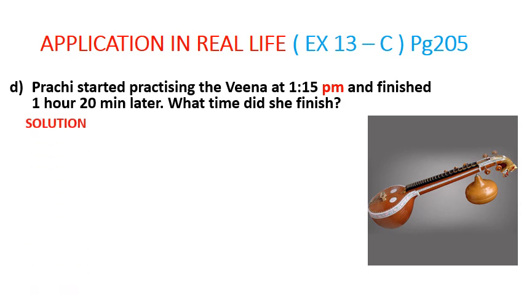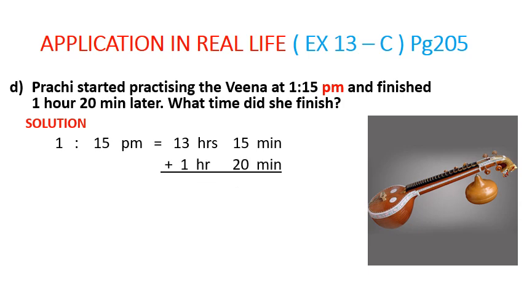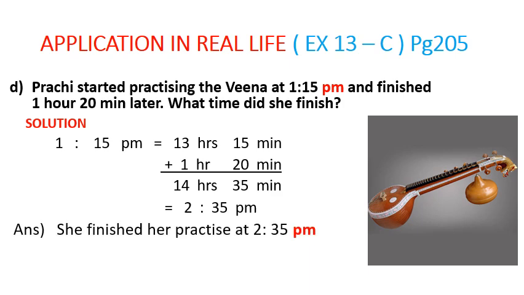So solution. We are going to add 1:15 p.m., that is 13 hours and 15 minutes, isn't it? Plus 1 hour 20 minutes. So the answer will be 14 hours 35 minutes. 14 hours is the same as 2:35 p.m. So the final answer is she finished her practice at 2:35 p.m.